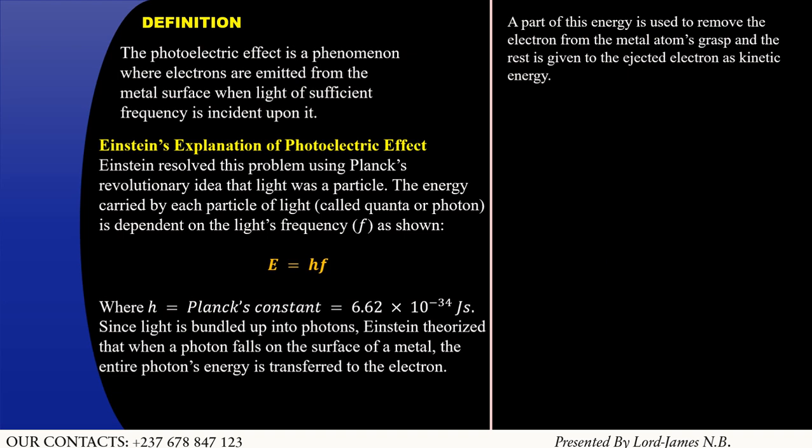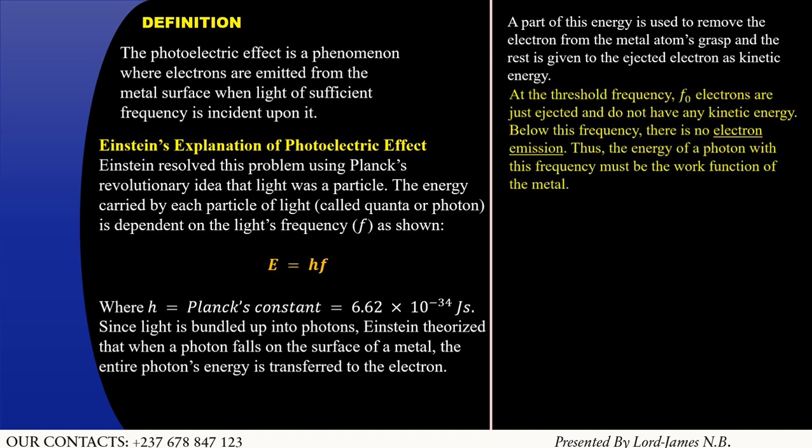Okay. Now, a part of this energy is used to remove electrons from the metal atom, and the rest is given to the ejected electron as kinetic energy. At threshold frequency f0, electrons are just ejected and do not have any kinetic energy. Below this frequency, there is no electron emission. Thus, the energy of the photon with this frequency must be the work function of the metal.